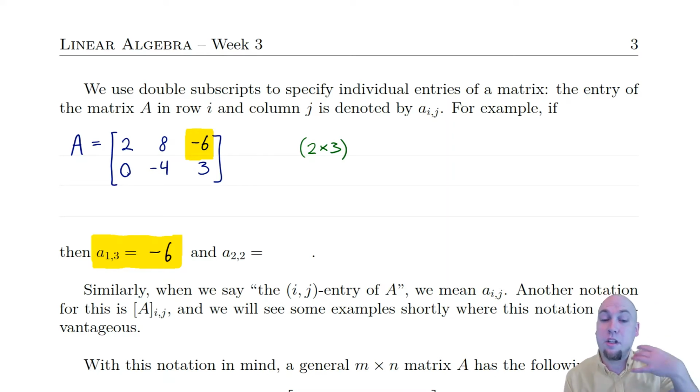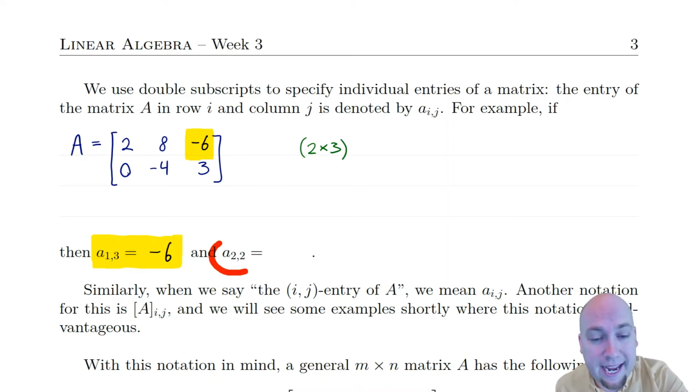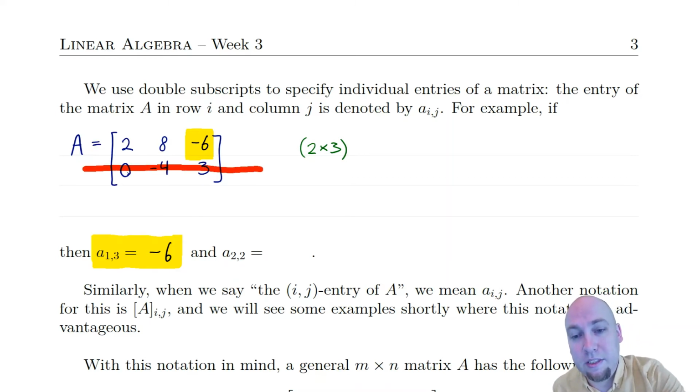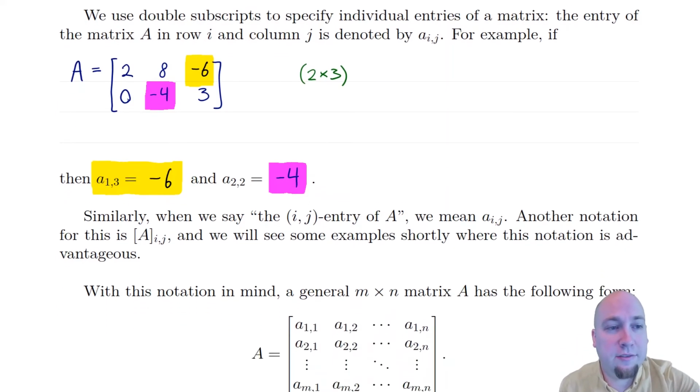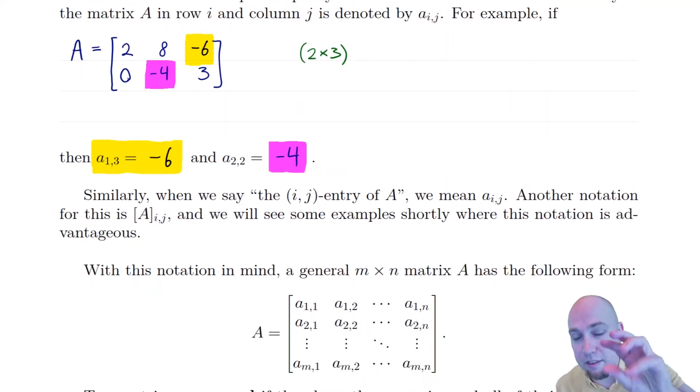If I want to talk about the 2,2 entry, that's A2,2, and that's the entry in the second row, so this row, and then the second column, this column. So it's going to be minus 4. All right, so that's just notation for talking about entries in particular locations in matrices.